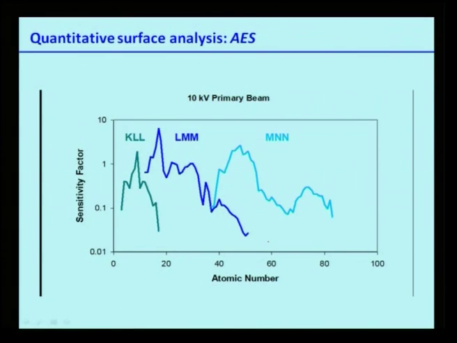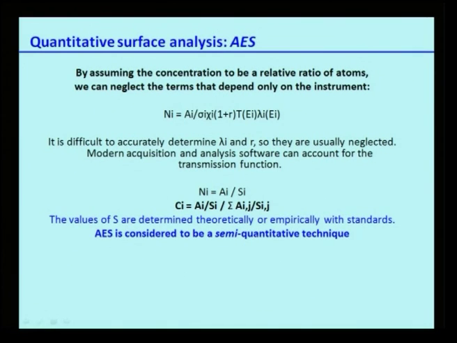Well, this also depends on the primary beam. If I use a 10 kilovolt electron primary beam, this is how the curves get shifted. Not much shifting has happened, except that we are getting an extra transition, and for the LMM transitions we still get extended LMM transitions, as you can see there. So a little bit of change happens, but not much. Now, this is the sensitivity factor, so we can do the quantification in a much better way.